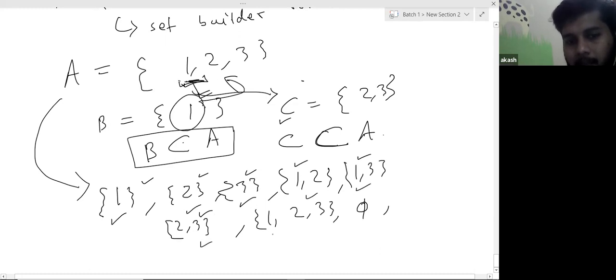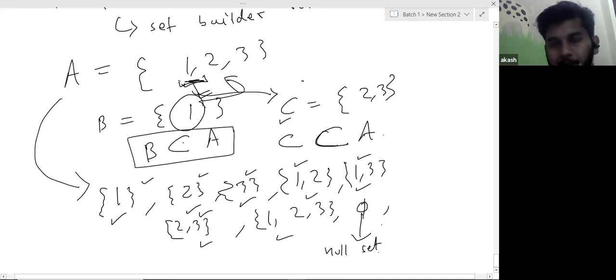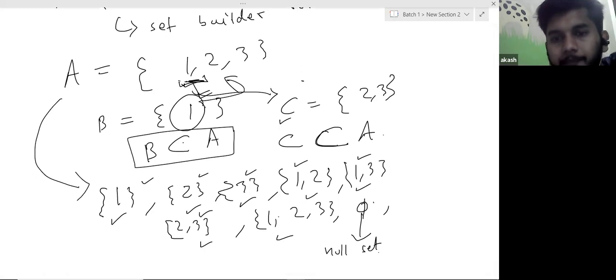All these are small parts of A. The last one is the null set. Arsalan, you can write down null set, where there is no element. And the null set is a subset of all sets. You can write this down also. I'm just giving you a quick review of the last class. All right. So these are all the subsets.